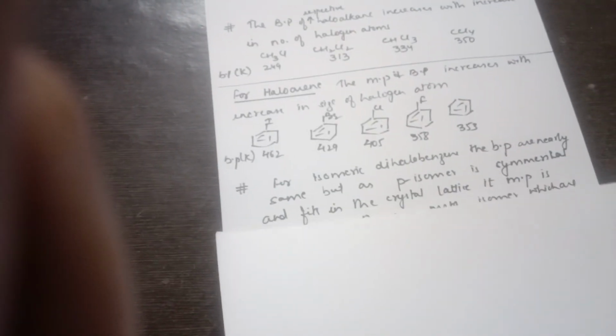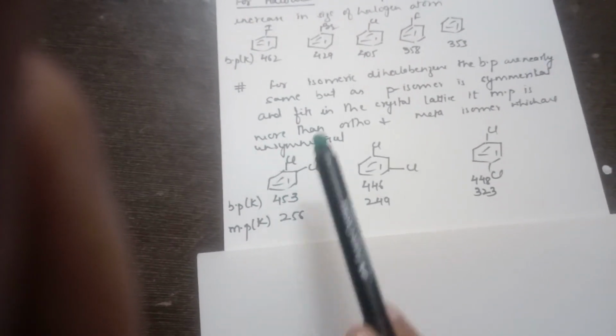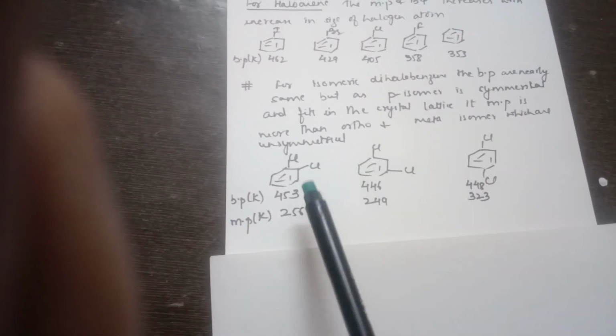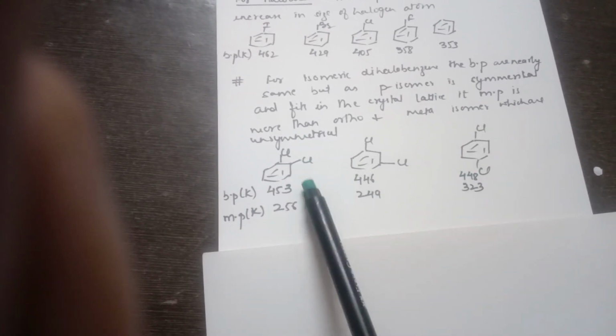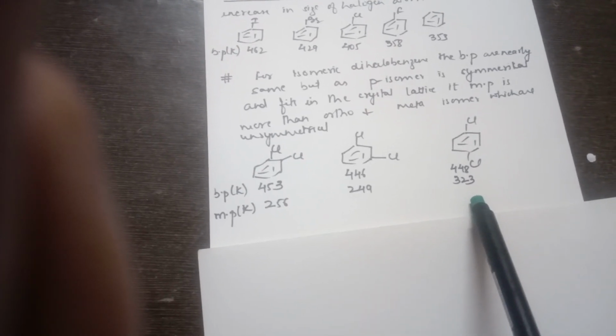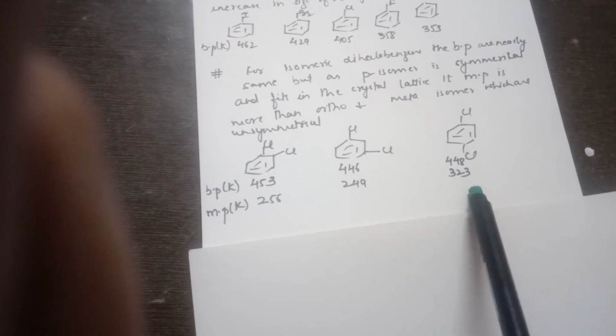For isomeric dihalobenzene compounds, I'm talking about orthodichlorobenzene, metadichlorobenzene, paradichlorobenzene. If you see their boiling points, there is not much difference between them. But if you see the melting point, ortho dichlorobenzene is less and para dichlorobenzene is high in comparison to both of them. The reason is that para dichlorobenzene is symmetrical.